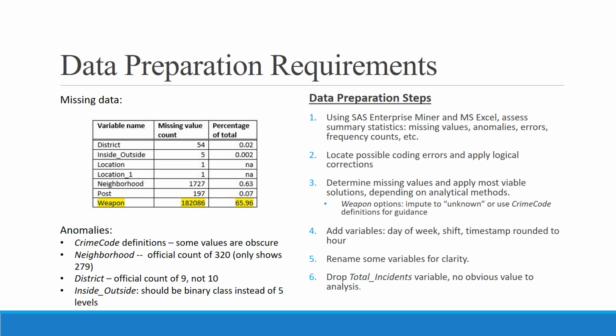The next step would be to add variables that I feel would be necessary to improve the analysis, such as having a listing of the day of the week of the incident, Monday, Tuesday, Wednesday, etc., the shift, morning, noon, or night, and we're going to round down the timestamp. Instead of being down to the second, we're going to round that to the hour. And then there are a couple of variables that should be renamed for clarity. And then the last step is to drop unnecessary variables. The one in this case would be the total incidence, in which all of the values are coded as 1, so that it had no obvious value to the analysis.